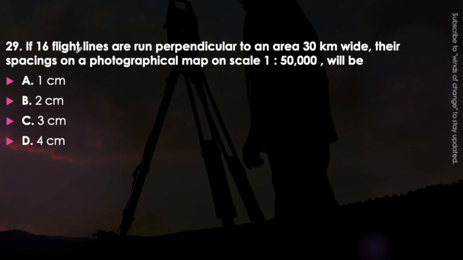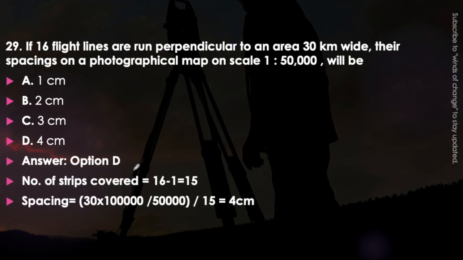Next question. If 16 flight lines are run perpendicular to an area 30 km wide, their spacing on the photographic map on a scale 1:50,000 will be 1 cm, 2 cm, 3 cm, or 4 cm. This is an easy question. You just have to do simple mathematics. First of all, if there are 16 flight lines, how many strips will there be? A strip lies in between two flight lines, so the number of strips will be one less, that is 15 strips. Okay, so the answer will be option D.